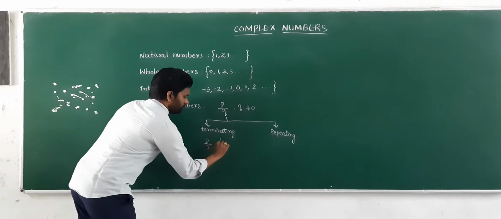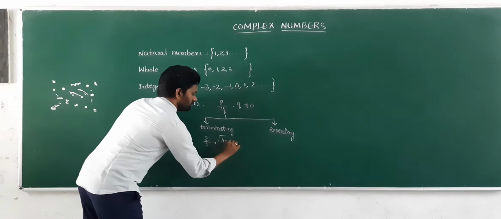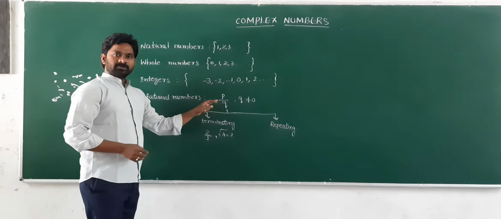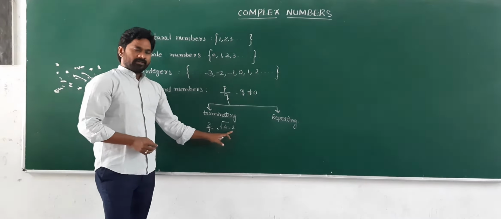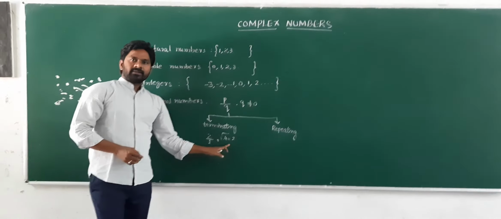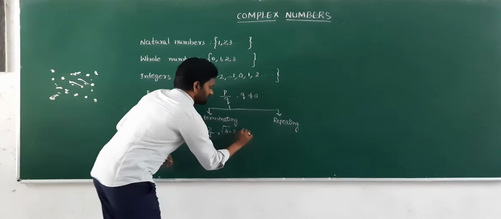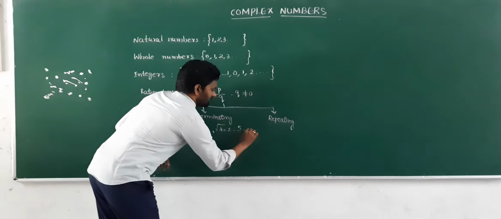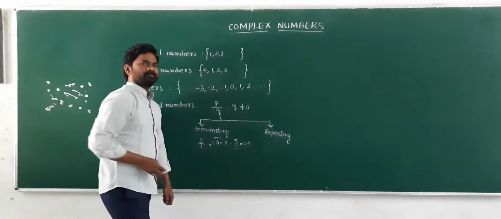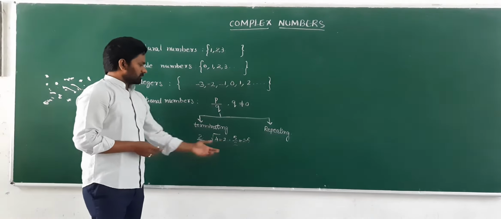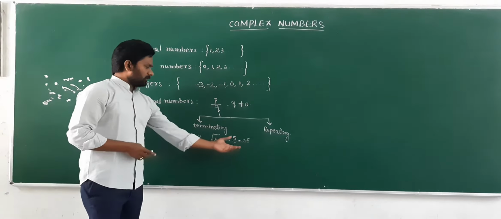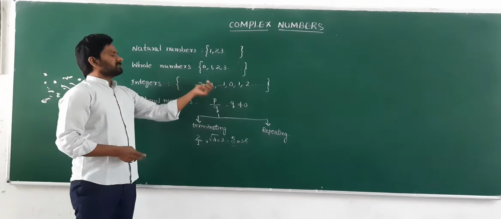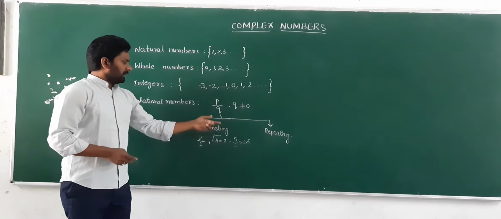Again, square root of 4 equals 2, which can also be expressed in the form 2 by 1, so it is also terminating. If we consider 5 by 2, the result is 2.5, which is also terminating. So the rational numbers are in the form p by q where q is not equal to 0. If q is equal to 1, the rational numbers are also called integers. And we have terminating.